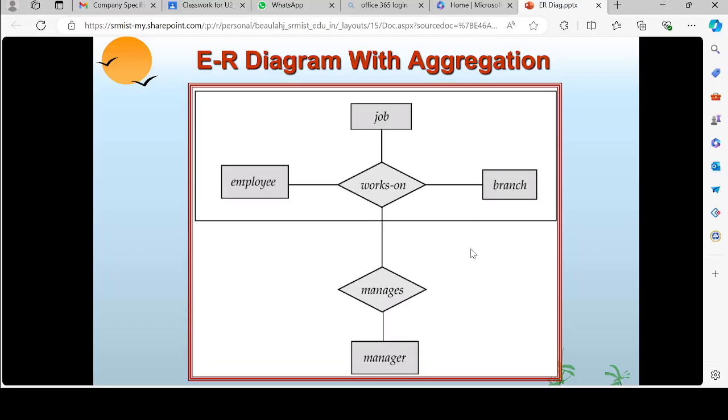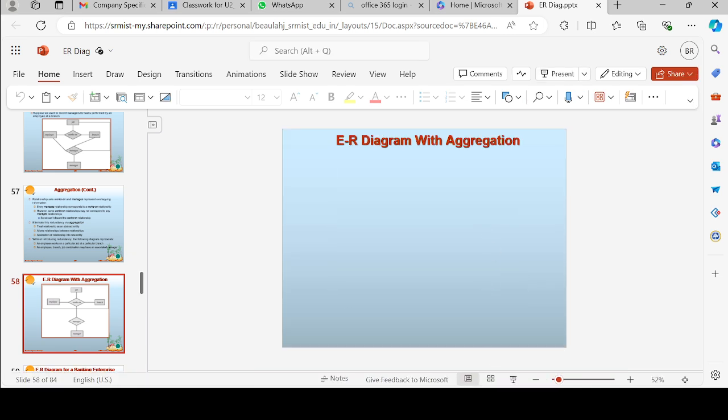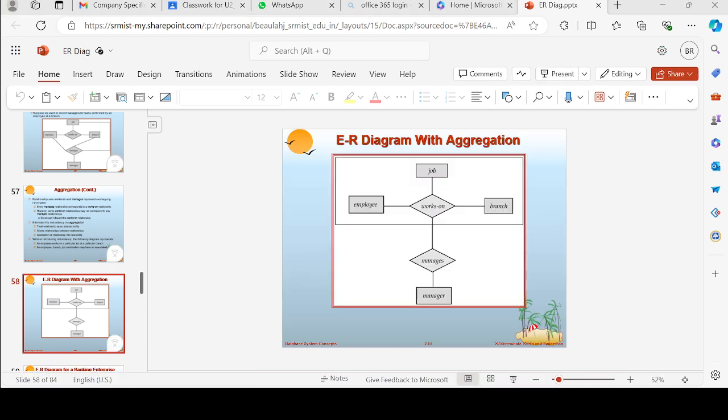Here this is one simple example of an ER diagram with aggregation. That is, we have seen three kinds of relationship: aggregation, generalization, and specialization. So if these three kinds of relationship are involved in your ER diagram, then your ER diagram is going to be called an extended ER diagram.